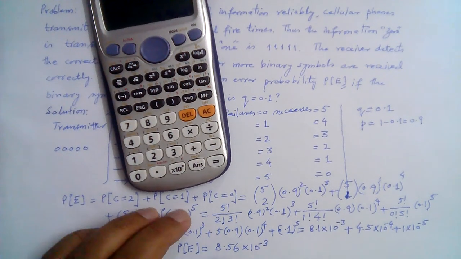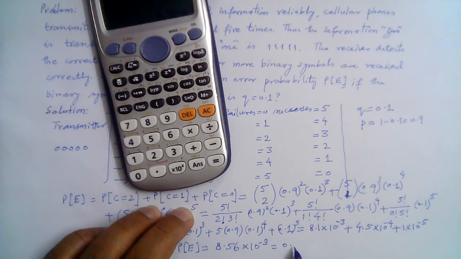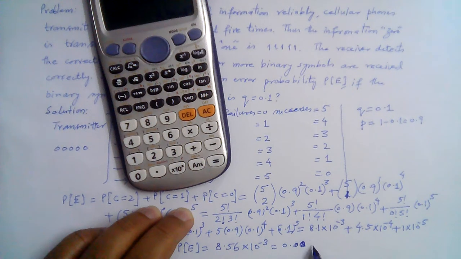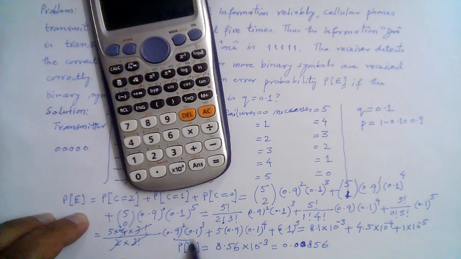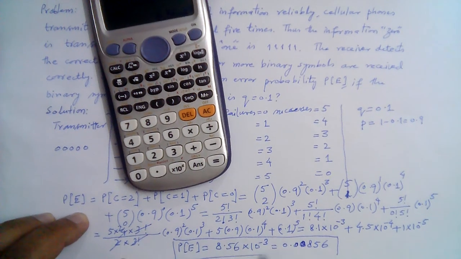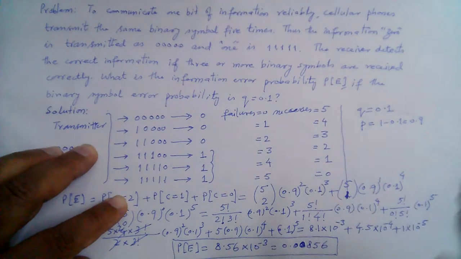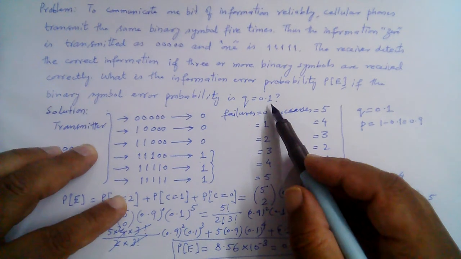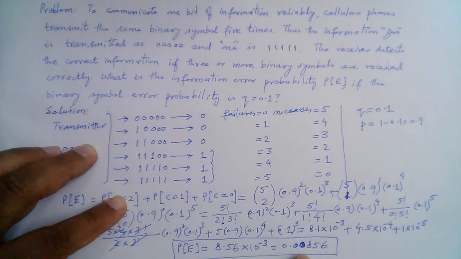And this is basically equal to 0.00856. So this is the information error probability. So it can be noted that the error probability for only a single bit is 0.1. But however, if we transmit a bit using 5 bits, then the error probability reduces to only 0.00856.